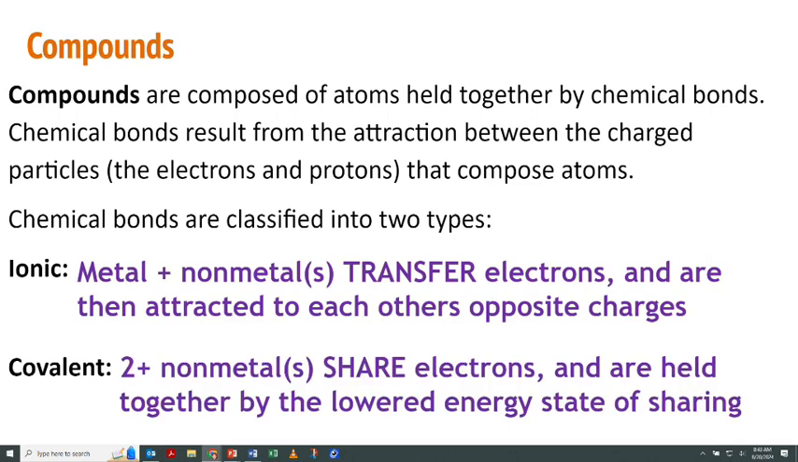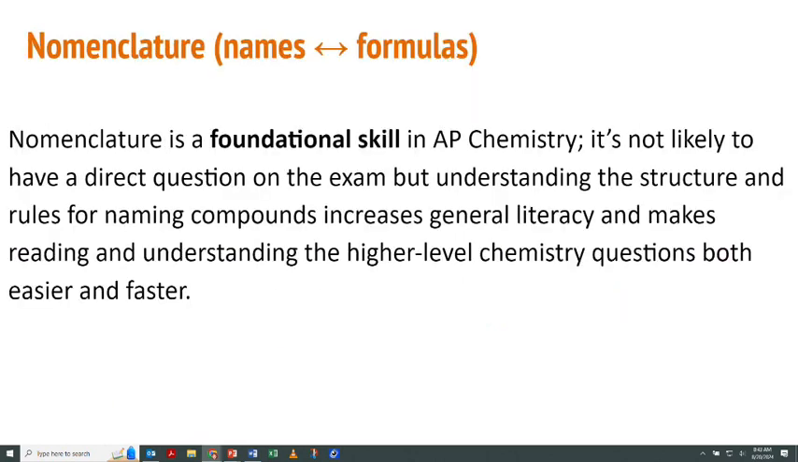Covalent compounds, though, are two or more nonmetals. Each of these nonmetals wants to gain electrons, so they fight over those electrons, and then they find a way to lower their shared energy state by sharing these electrons. So they get close enough where their electron orbitals overlap, and they can both have those electrons to fill their octets.